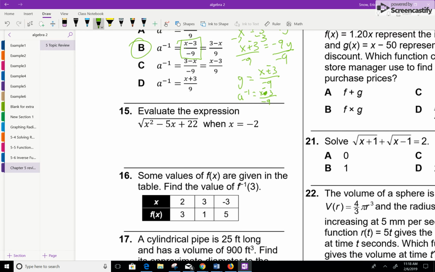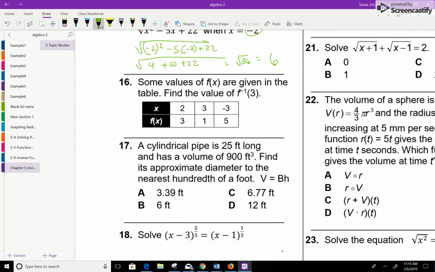So this is an evaluate the expression. We're going to plug negative 2 in for x. So we get negative 2 squared minus 5 times negative 2 plus 22. So we get the square root of 4 plus 10 plus 22, which is the square root of 36, which is just 6.